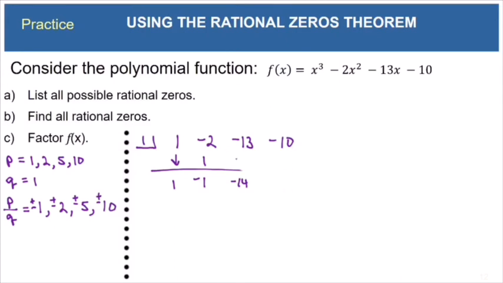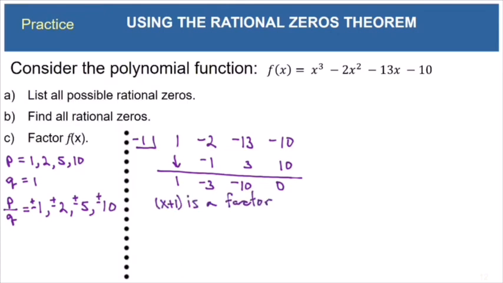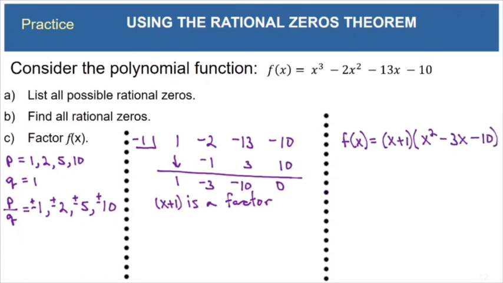So discard that, and let's try it now with negative 1 in the box. Pull down, multiply, add, multiply, add, multiply, add. And we see that negative 1 is a 0 of this function. So since negative 1 is a 0, that tells us that x plus 1 is a factor. And so now we have broken our function down into x plus 1 times this quotient. So it's going to be x plus 1 times x squared minus 3x minus 10.